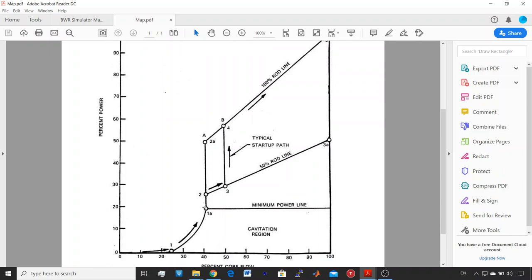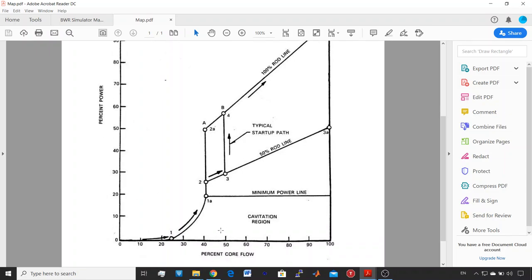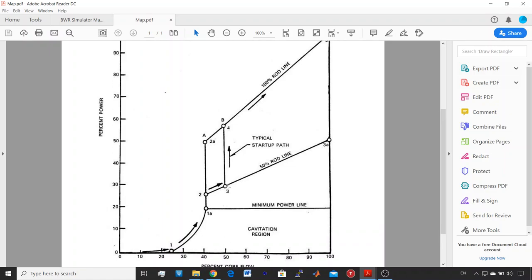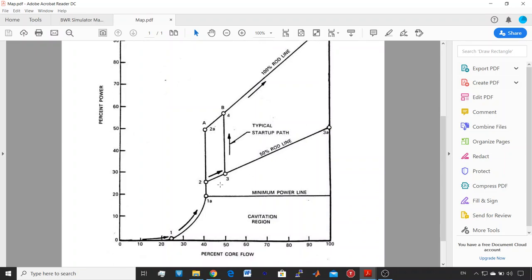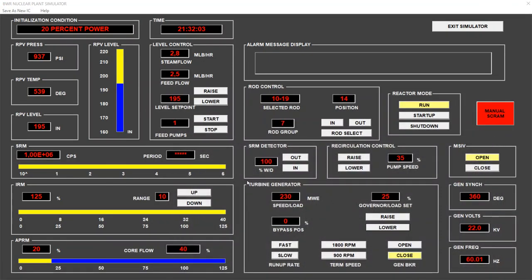So the first step will be to increase the power by withdrawing rods up to the point 2, which is 23%. Then continue with core flow up to point 3, which is 50% of core flow. Then increase power by withdrawing control rods until more or less 55%. At that point, we will be in the 100% rod line and we will reach the nominal power by increasing core flow. So let's start from point 1A to point 2 by withdrawing control rods.